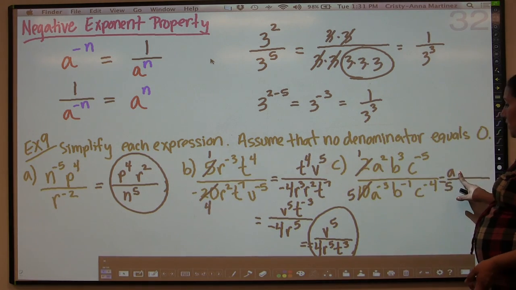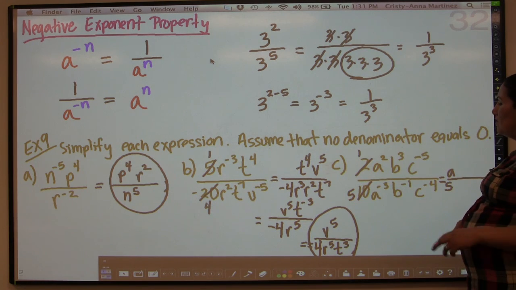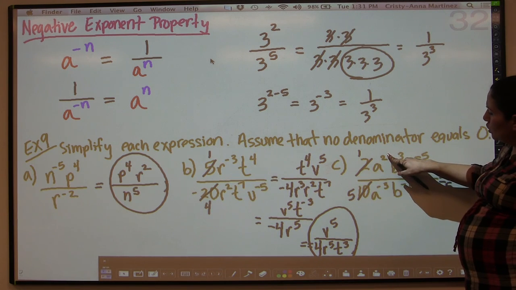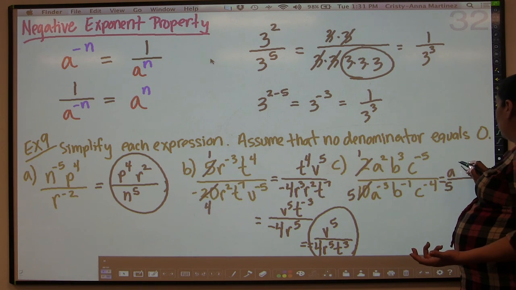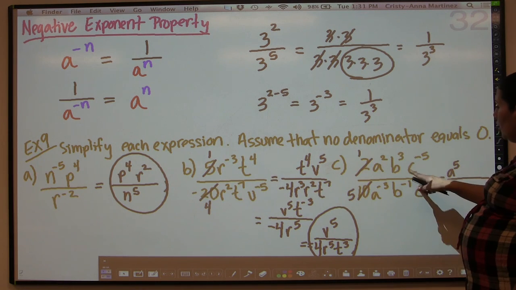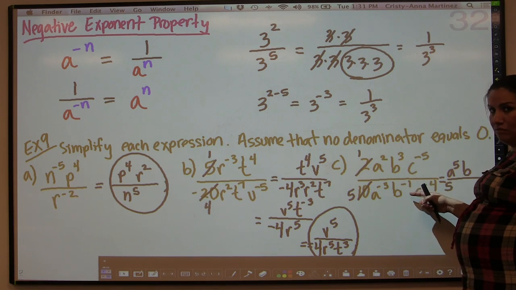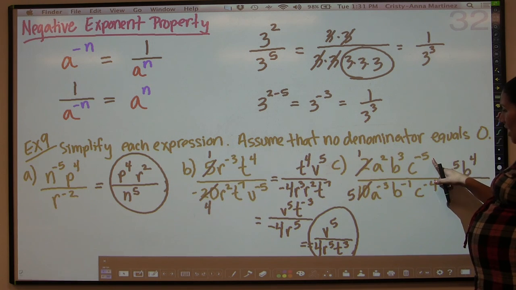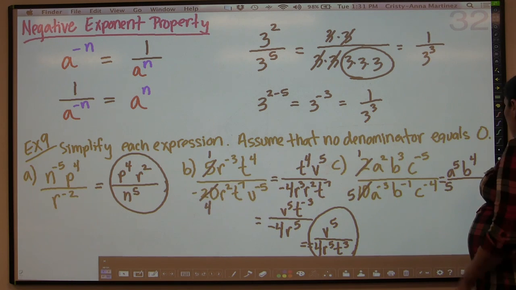I'm not going to put my exponent yet because I am dividing here, so supposedly I'm supposed to be able to subtract. But you have to be careful when you're subtracting negatives because 2 negatives make a positive. So I'm going to say 2 minus negative 3 is actually 2 plus 3, and you get a to the fifth. And then here I'm going to go b, and it's going to be 3 minus negative 1, but 3 minus a negative is 3 plus 1, and that's b to the fourth.